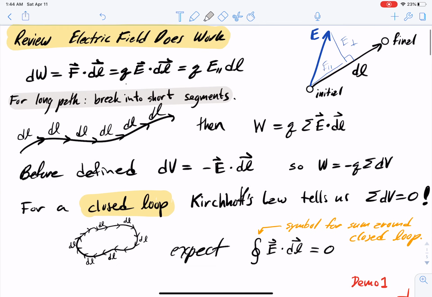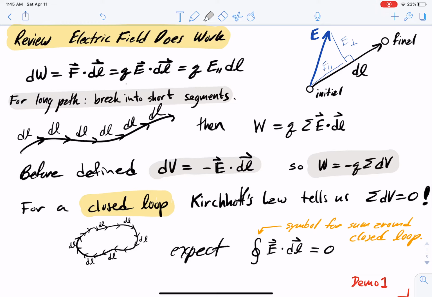Now, before, we defined the electric potential difference between two points to be negative the dot product of the electric field and the displacement. So that's just what we got for the work. So what we find is that the work is negative, from the definition of electric potential, times the charge times the sum of all the differences in voltages.